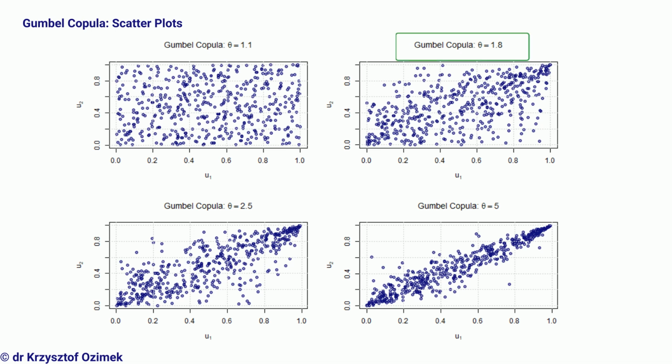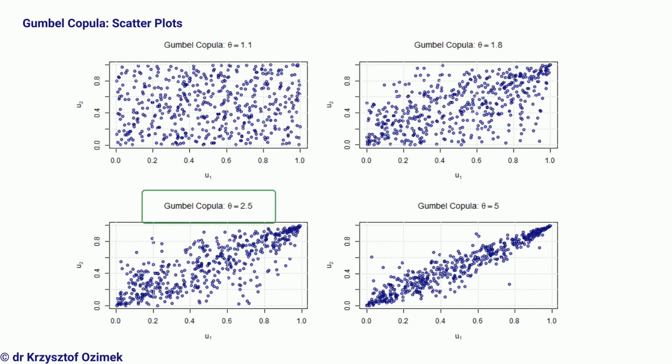For theta equals 1.8, the scatter plot reveals that the points are no longer evenly distributed. Some regions of the plot appear more densely populated, while others contain fewer points. For example, in the upper left and lower right corners, we see areas with fewer points. Specifically, in the upper left corner, where u1 is close to 0 and u2 is near 1. Similarly, in the lower right region, where u1 is close to 1 and u2 is near 0.